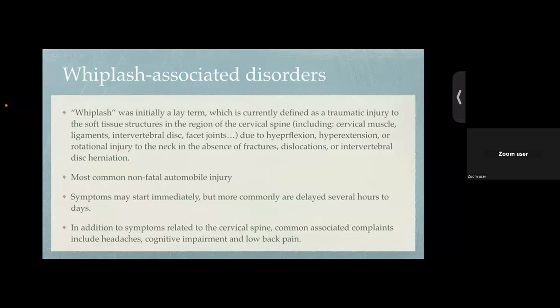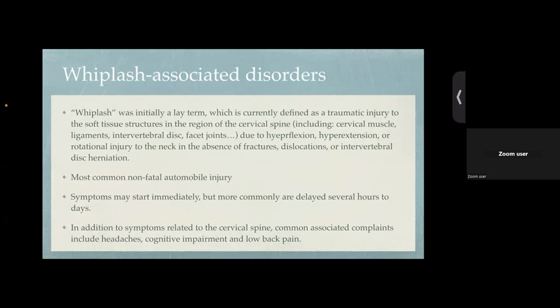So here we have whiplash-associated disorders. So whiplash was at first a lay term. It's currently defined as traumatic injury to the soft tissue structures in the region of the cervical spine. This is including the cervical muscles, the ligaments, the intervertebral discs, the facet joints, etc. This could be due to hyperflexion, hyperextension, or rotational injury to the neck in the absence of fractures, dislocations, or intervertebral disc herniation. It's the most common non-fatal automobile injury, and symptoms may start immediately, but more commonly are delayed to several hours or days.